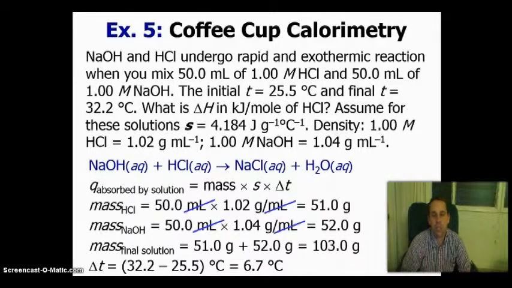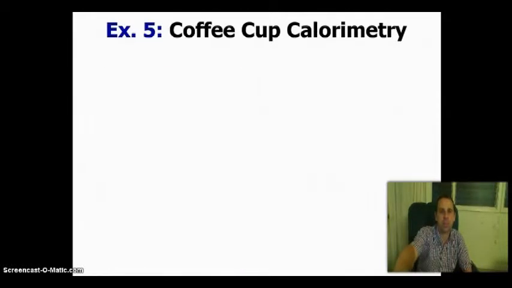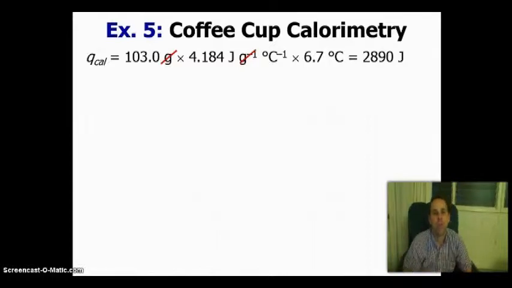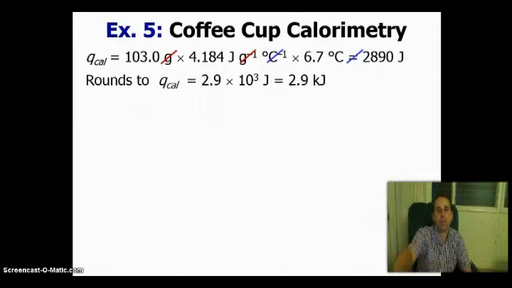We also would like to find the change in temperature of the total solution, right? It went from 25.5 to final 32.2. So we take final minus initial, and the change in temperature is 6.7 degrees Celsius. The calorimeter went up 6.7 degrees Celsius, right? So 103 grams of solution went up by 6.7 degrees Celsius, and the specific heat is 4.184 joules for every gram that you have for that change in temperature. So the result is 2.9 times 10 to the third joules of energy released by this process.